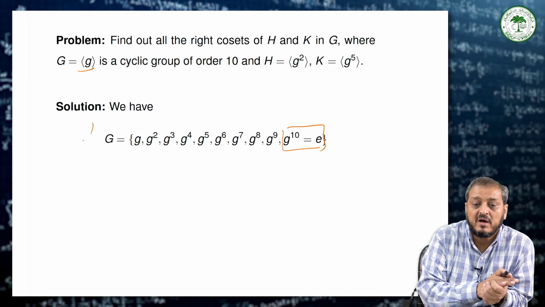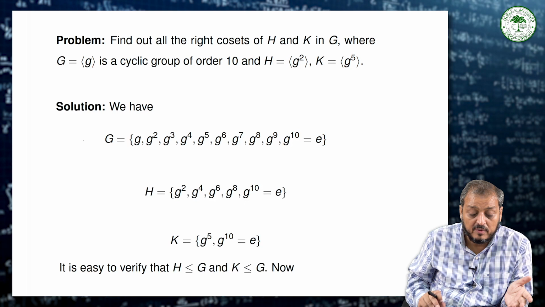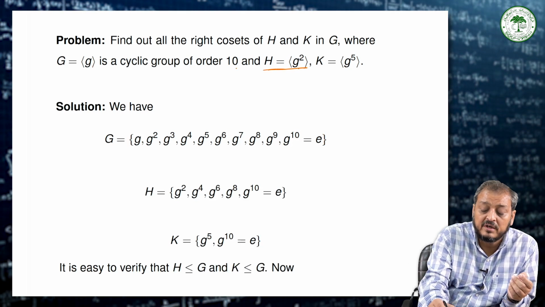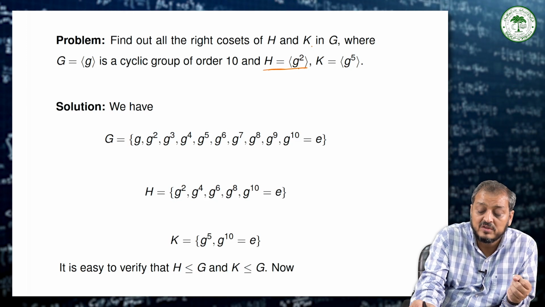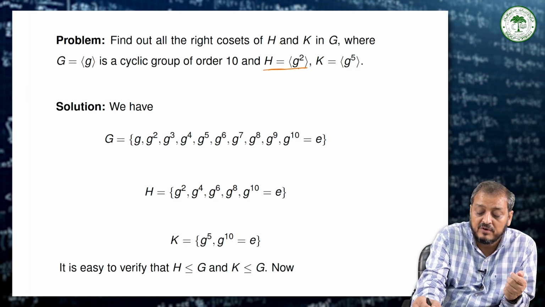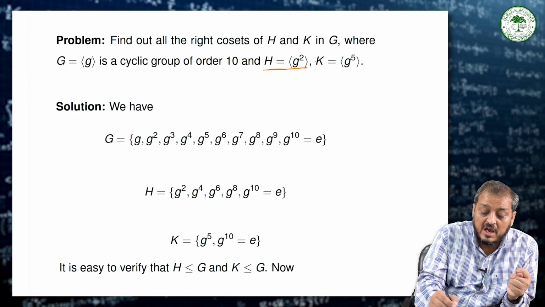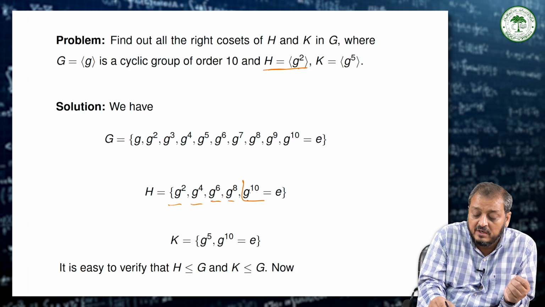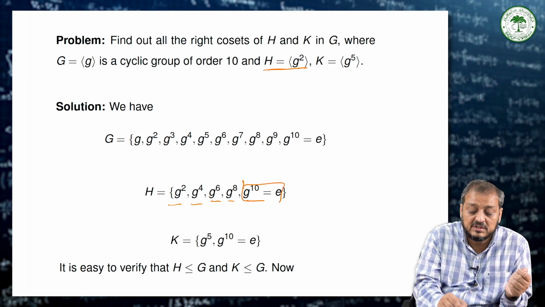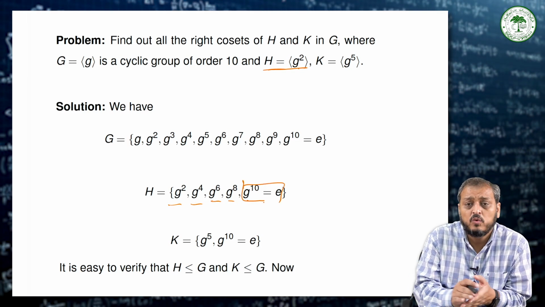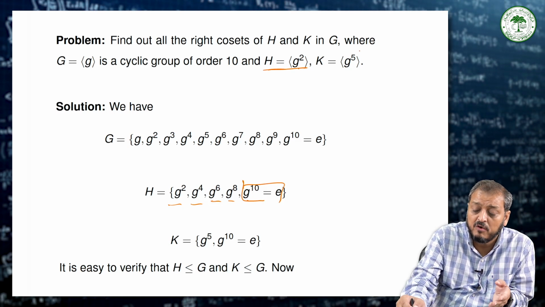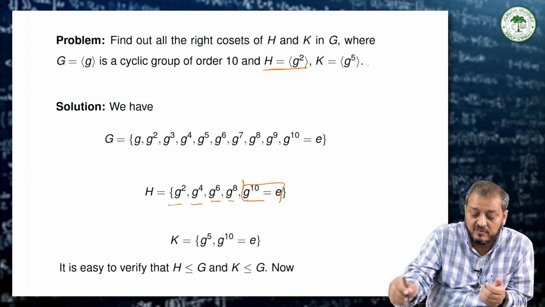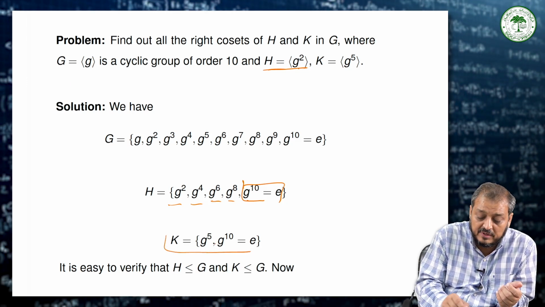G can be written in the form of identity up to g to the power 9. Now H is generated by this and is a group of order 10. So g to the power 5 is equal to identity. (g squared) to the power 5 is equal to identity. So we have g squared, g to the power 4, 6, 8, 10 equal to identity. So the elements of this are g squared, g to the power 4, and g to the power 5 squared is equal to identity. So you have g to the power 5 and identity, only two elements in this case.